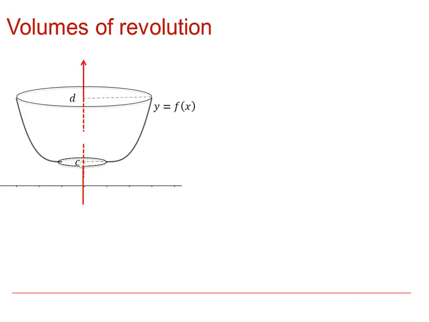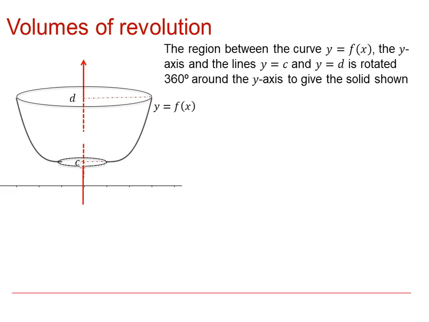So this time we're going to take the curve y equals f of x and rotate it about the y-axis to create a volume of revolution. So we're looking for the region between y equals f of x, the y-axis, and the lines y equals c and y equals d, that is fully rotated 360 degrees about the y-axis to give the solid shown.